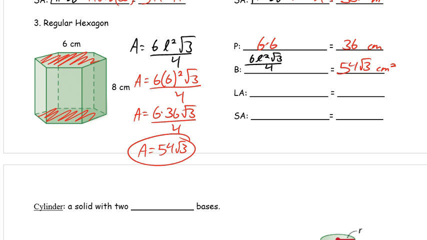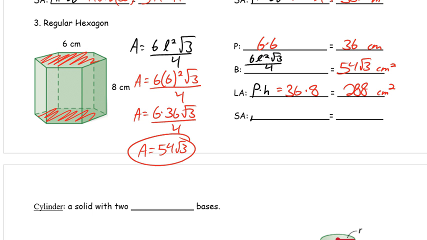Again, the L in that stands for one of the sides in the hexagon. For the hexagon it works, and then you'd get rid of the 6 out in front for a triangle. Lateral area is going to be perimeter times height, or perimeter we already said is 36. The height of the object is 8. 36 times 8 is 288 centimeters squared.